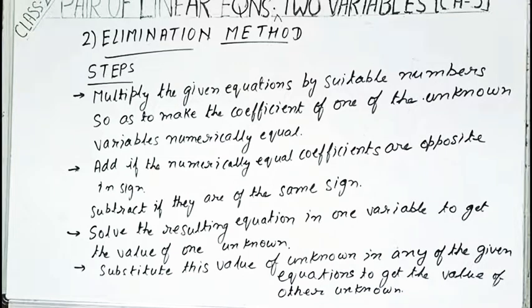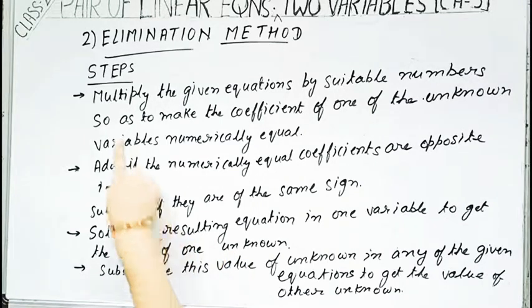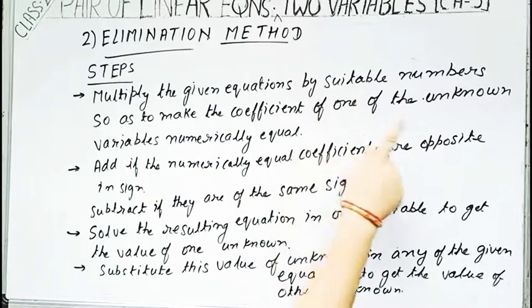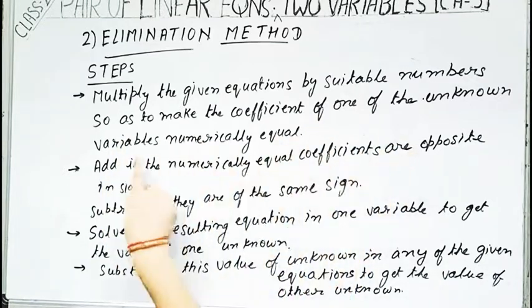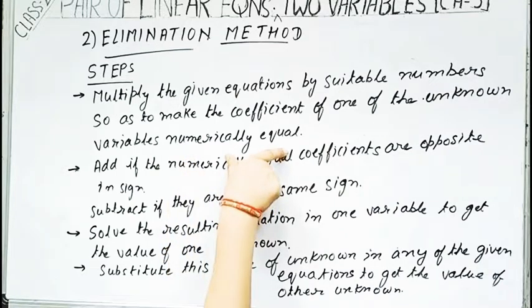Coming to the second method, the algebraic method of solving linear equations. Let me first write the steps or explain the steps, then the actual understanding you will get by an example. So the steps are: multiply the given equations by a suitable number so as to make the coefficient of one of the unknown variables numerically equal.